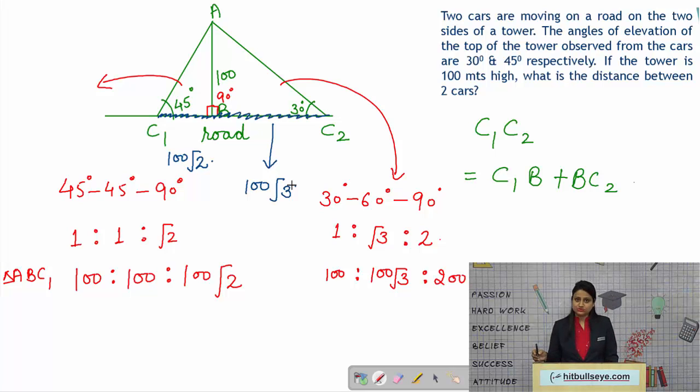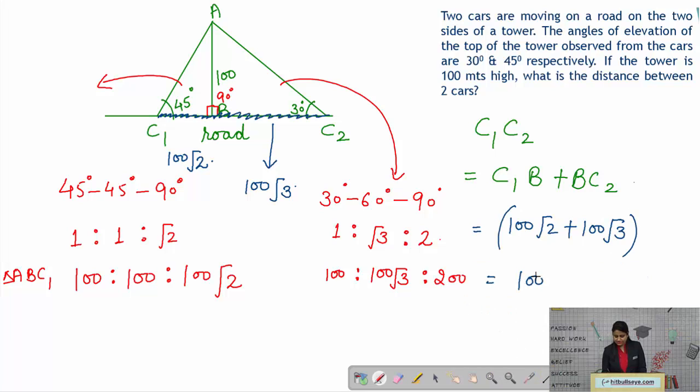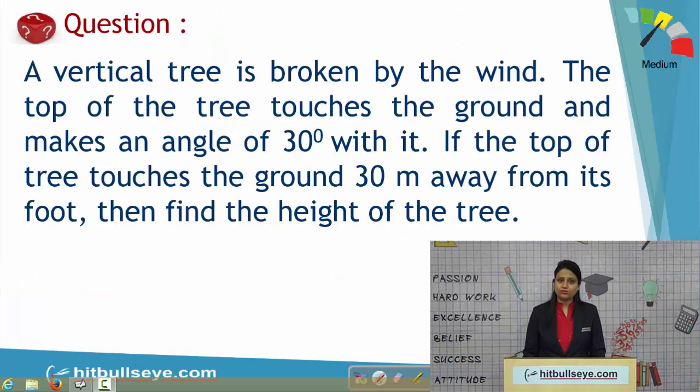Now C1C2 is asked. C1C2 is, as we know, C1B plus BC2. So it will be 100√2 plus 100√3. 100 comes out, so it will become 100 times (√2 plus √3). It's better if you know the √2 and √3 values. √2 is 1.414 and √3 is 1.732. I'm leaving the calculation part for you. Now moving to the next question.